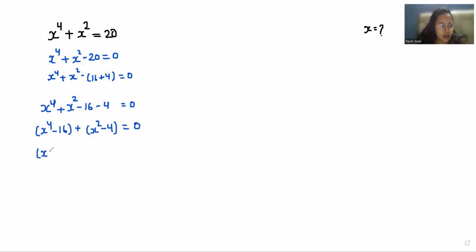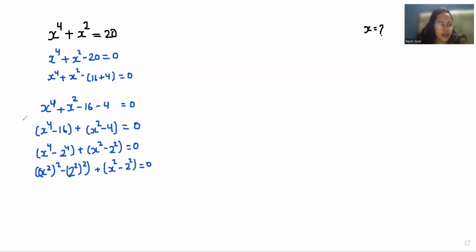Now x power 4 minus 16 we can write it as 2 power 4 plus x square, and similarly 4 as 2 power 2 is equals to 0. Now x power 4 as x square whole square minus 2 square whole square plus x square minus 2 square.